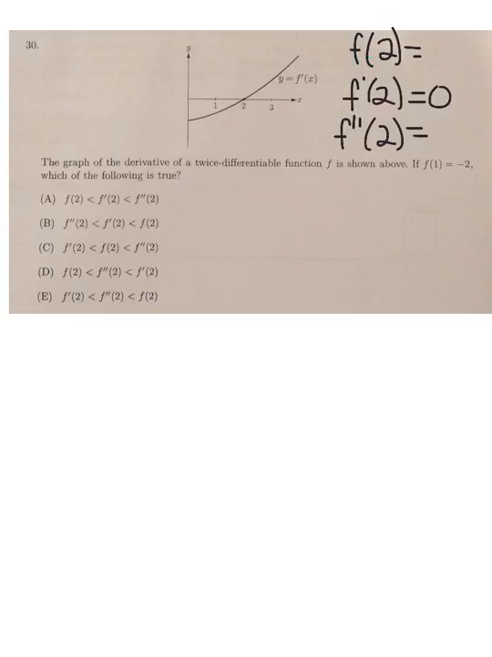So if this is f prime, then isn't f the integral? And an integral is the area under the curve. So f of 2 would be the area under the curve from 0 to 2. And look at the area under the curve. Do you see it's negative because it's underneath the x-axis? So I don't know what the number is, but I know it's going to be a negative number.